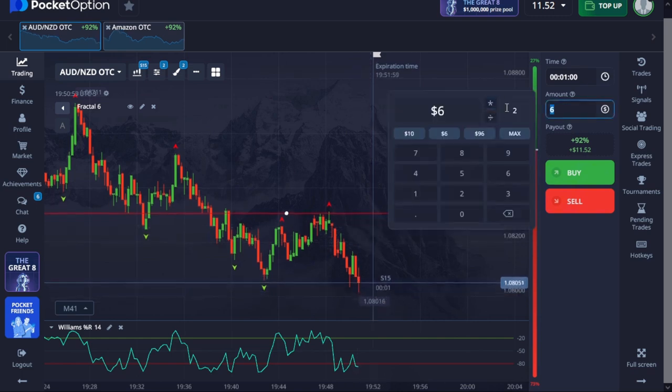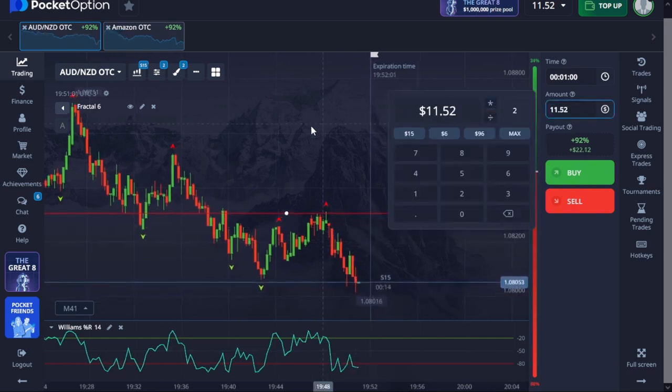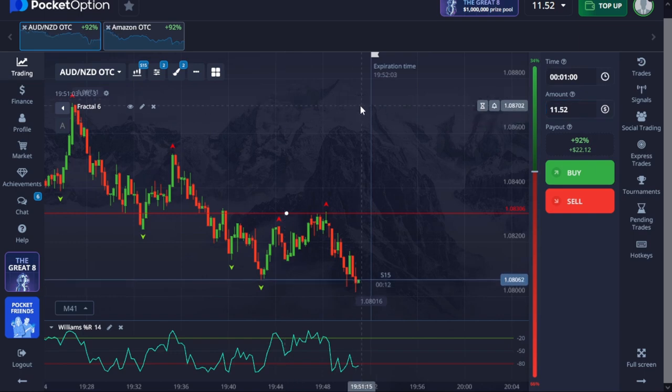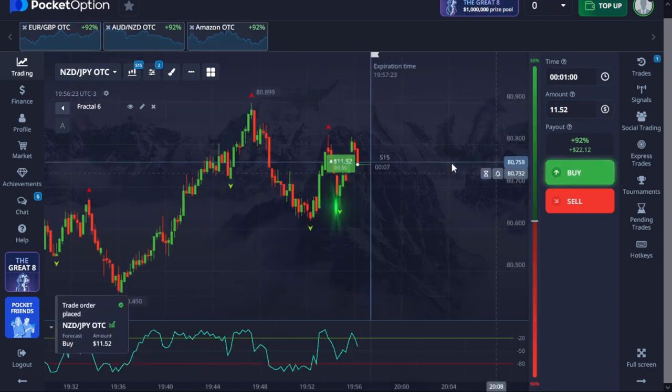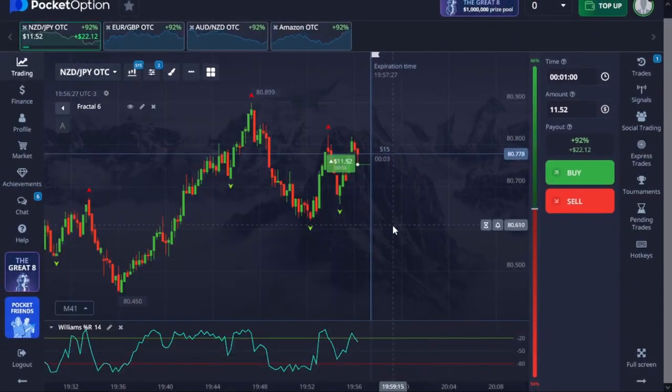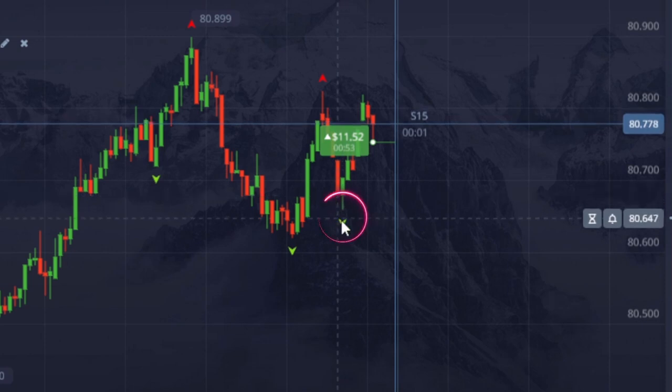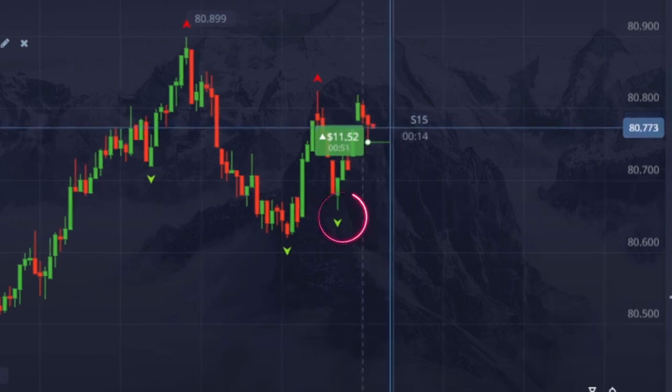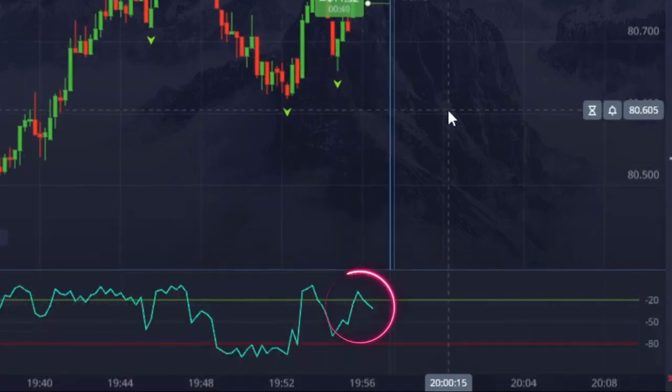So we're going to get another entry. I'm going to apply compound interest, and when I have an entry, I will explain it. Okay, bullish entry on NZD JPY. This is what's happening right now: it's the domination of the bulls on the Williams indicator. Let's observe the movement.